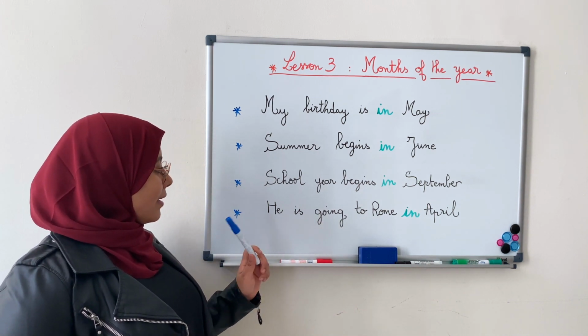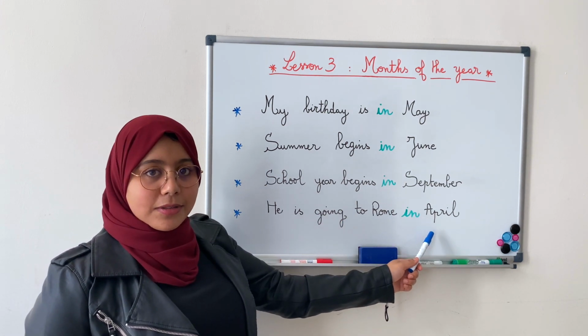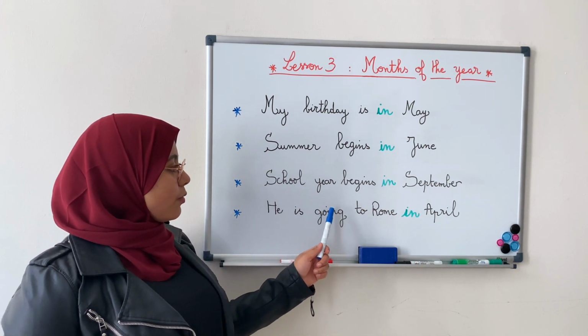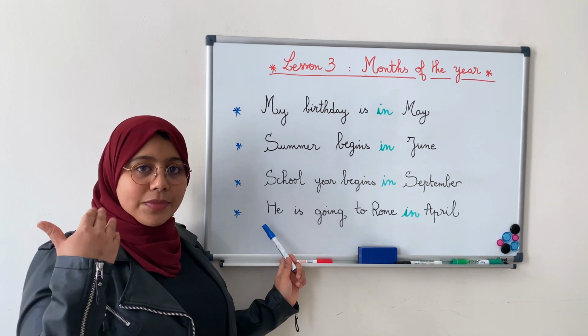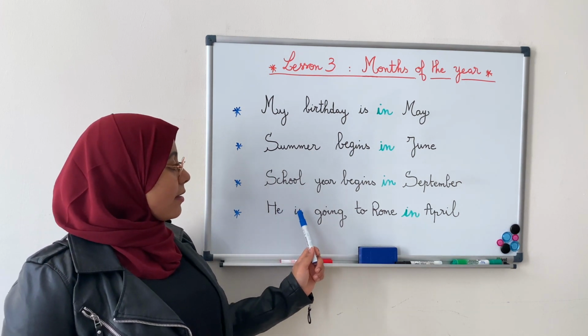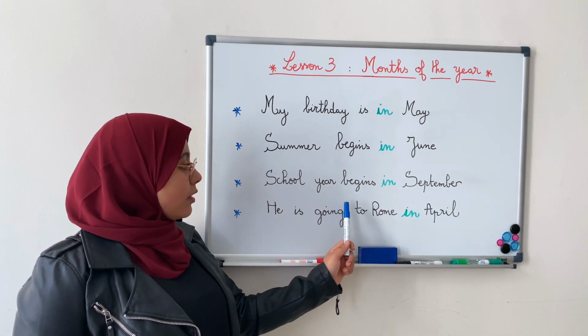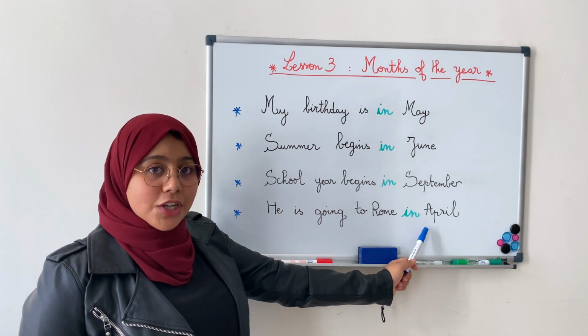And the last one, he is going to Rome in April. He is going. He means the masculine third person. Is going, to Rome, in April.